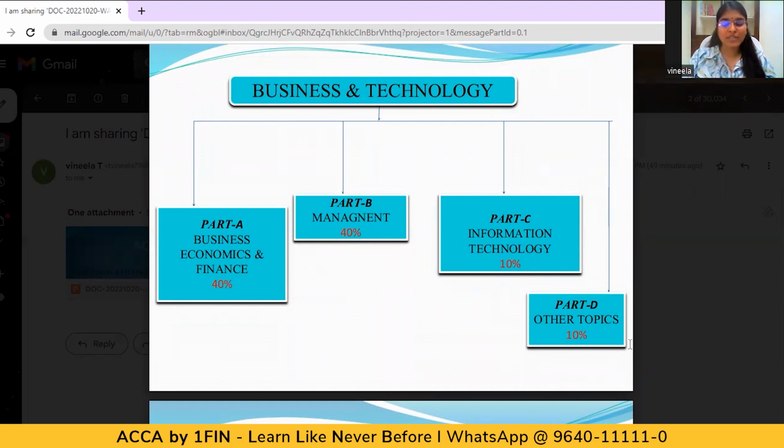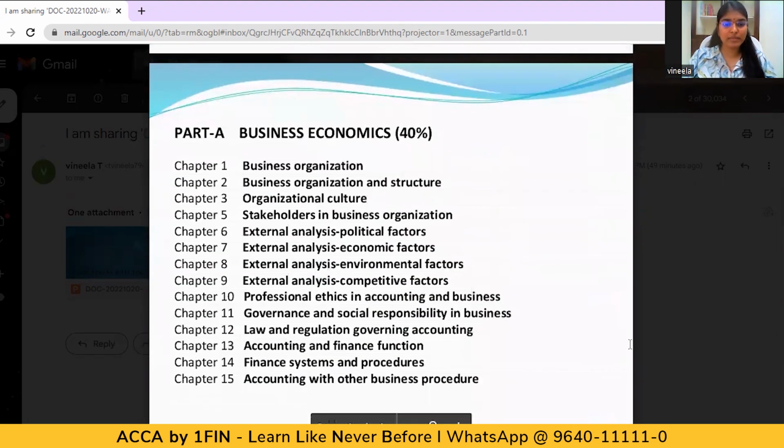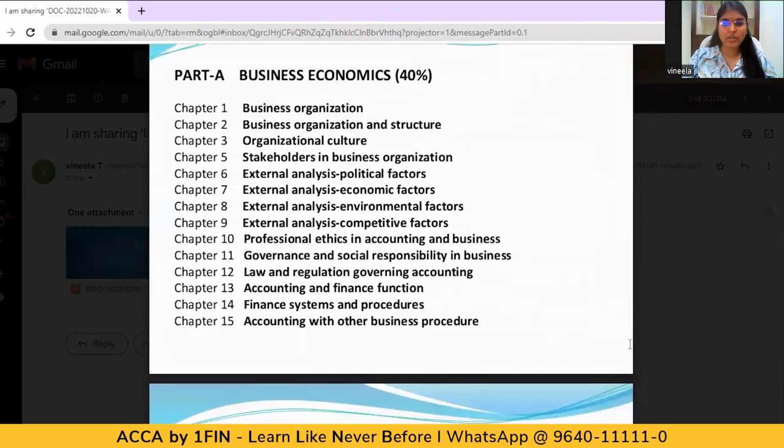Let's see what were the topics in each and every part. My source is Kaplan. You can refer to BPP also. The topics will remain the same. Let's see what was there in Part A, business economics, which carries 40%. There were around 15 chapters in this part, which contain both the economics part and the finance part. From chapter 1 to 9, the topics all relate to economics.